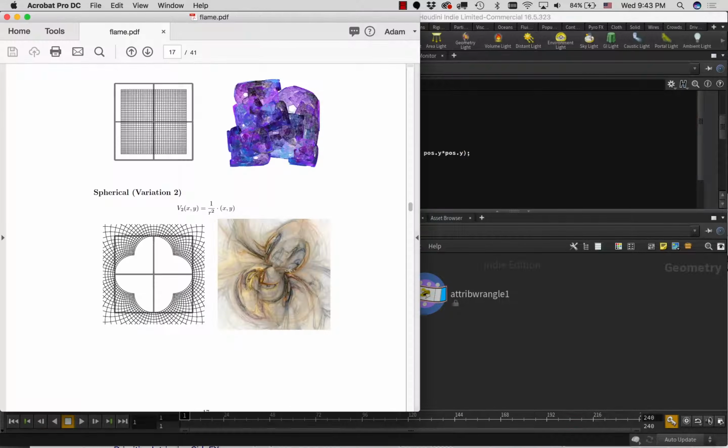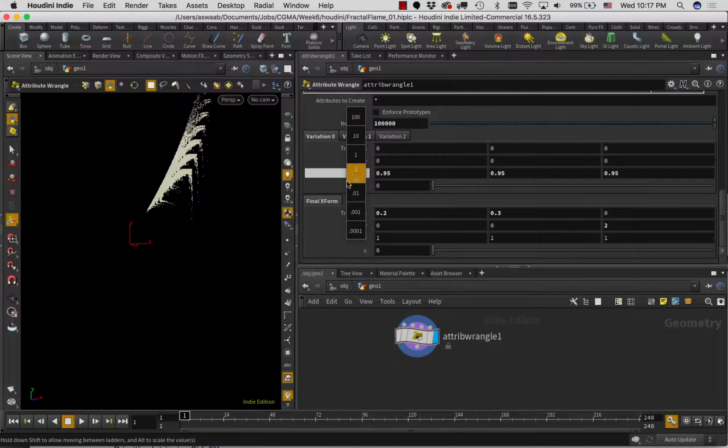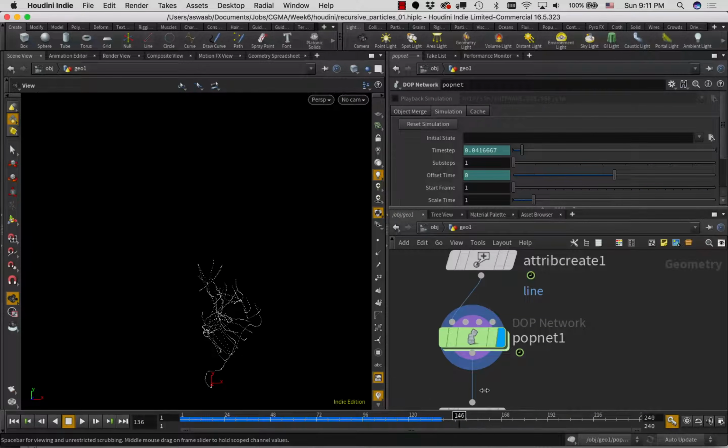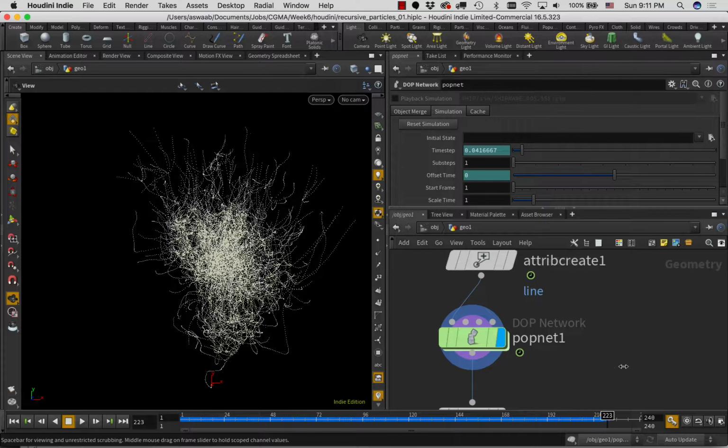We'll learn the basics of L systems, spend a good bit of time writing our own basic implementation of the fractal flame algorithm, and learn how to make a recursive particle system.